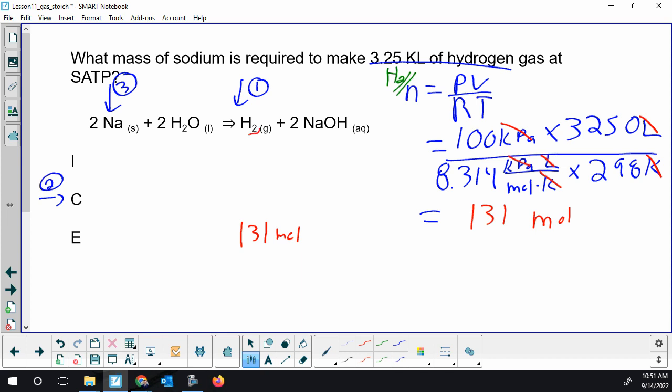We would assume there'd be no hydrogen at the beginning, so the reaction must have made all 131 moles, and then we can work backwards to predict how much sodium would be required to do that. The required is the sodium, which is a 2. The given is the hydrogen, our given data in red. That has a coefficient of 1, so we need double the moles of sodium to make our hydrogen.